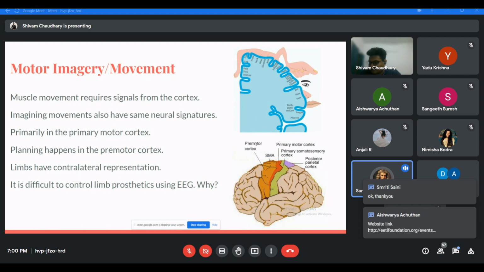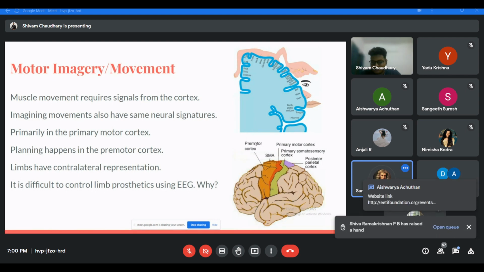Yes. There will be two, and that will be stored in premotor cortex, and based on this, yes, a response will be there. Yes, sir.